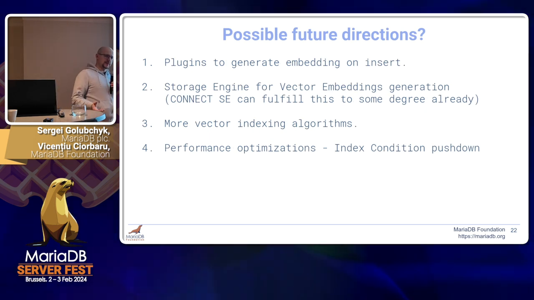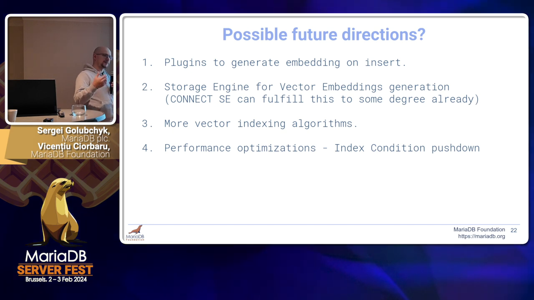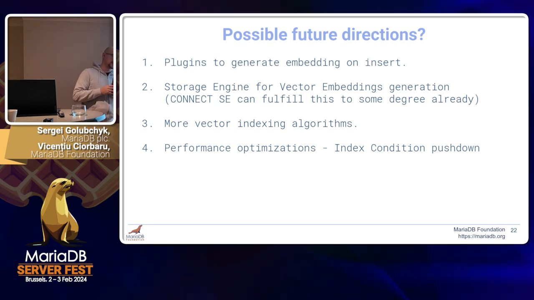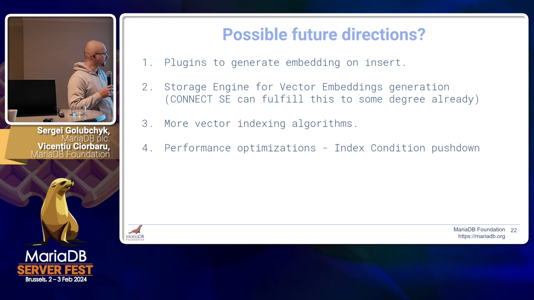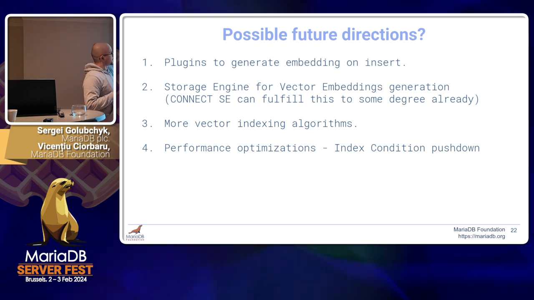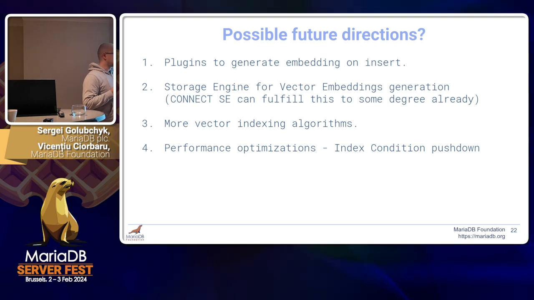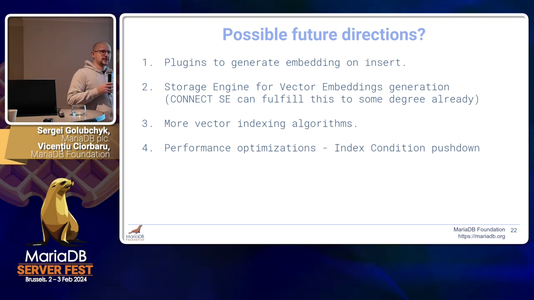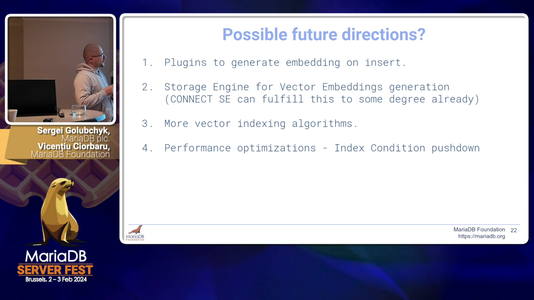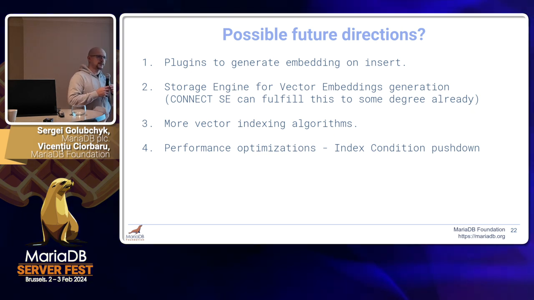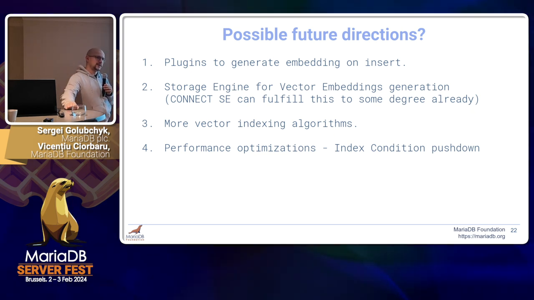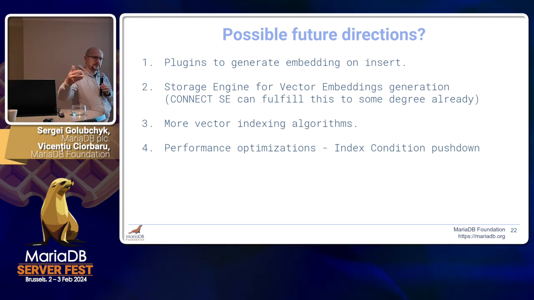We will get MariaDB Vector up and running, and after we release the first version, there are multiple areas we can explore. Making it easier for users to add embeddings into the database by plugging in an embedding model. We could have a dedicated storage engine or maybe leverage Connect to get the embeddings from an external endpoint.